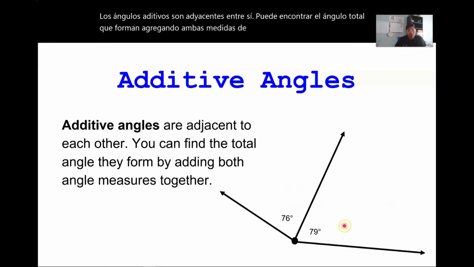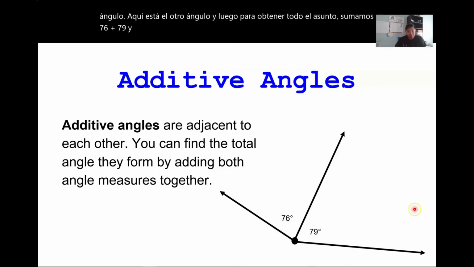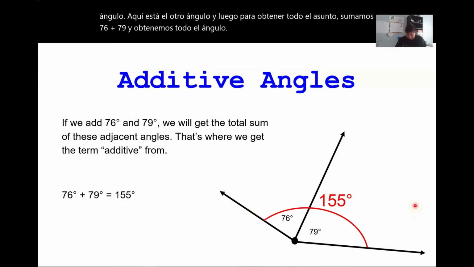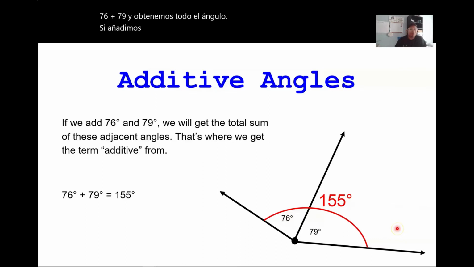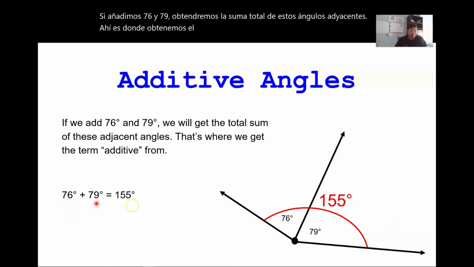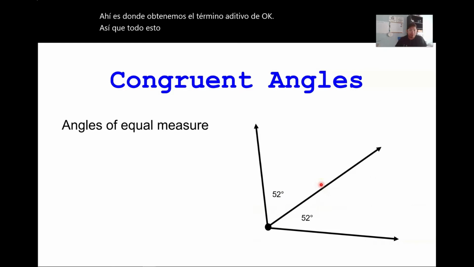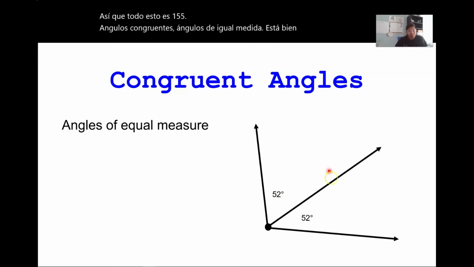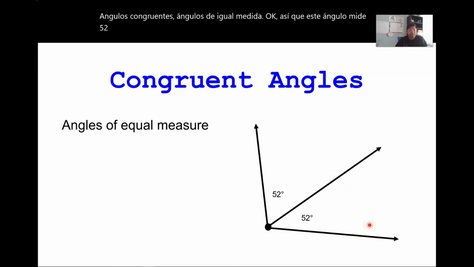So here's one angle, here's the other angle, and then to get the entire thing, we add up 76 plus 79, and we get the whole angle. If we add 76 and 79, we will get the total sum of these adjacent angles. That's where we get the term additive from, okay? So this whole thing is 155. Congruent angles, angles of equal measure, okay? So this angle measures 52 and this angle measures 52 as well.